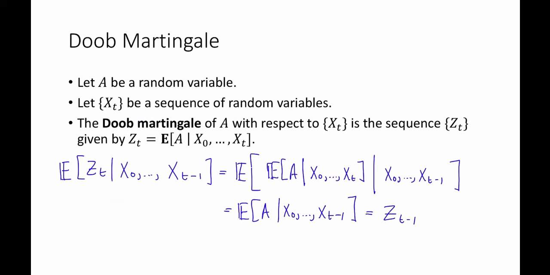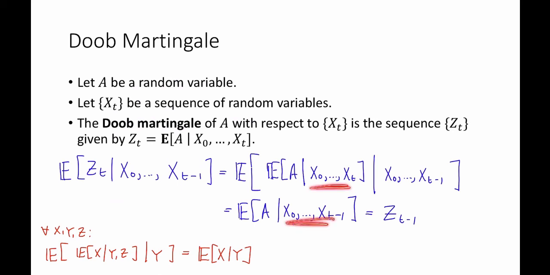So here we used the fact that for any random variables x, y, and z, the expectation of the expectation of x conditioned on y and z, conditioned on y, is just equal to the expectation of x conditioned on y. So there wasn't anything special about this being a sequence or anything like that. This is just true for any triple of random variables. And again, basically what's going on here is that this outer expectation sort of integrates away this other variable z.